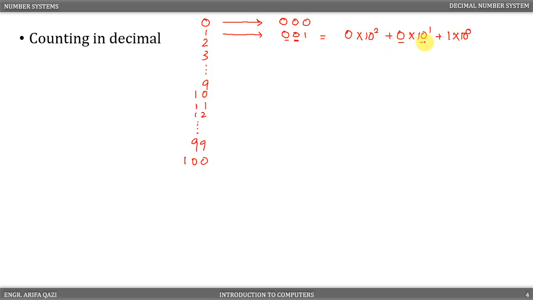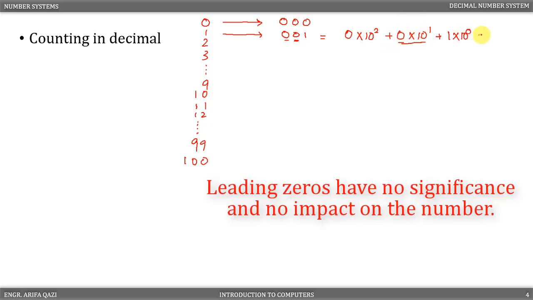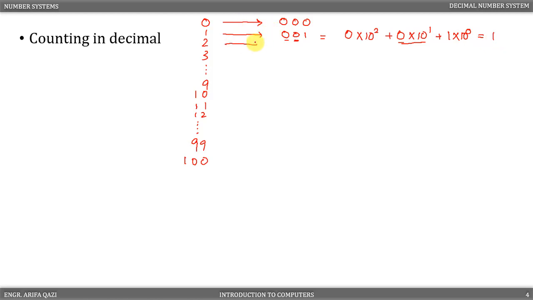Now, any number multiplied by 0 is 0. So this has no value, and leading zeros have no value. So this actually becomes 1. Likewise, 2 becomes 0, 0, 2, 3 becomes 0, 0, 3, and so on until we get to 9, which is 0, 0, 9. So only the units place has been increased.